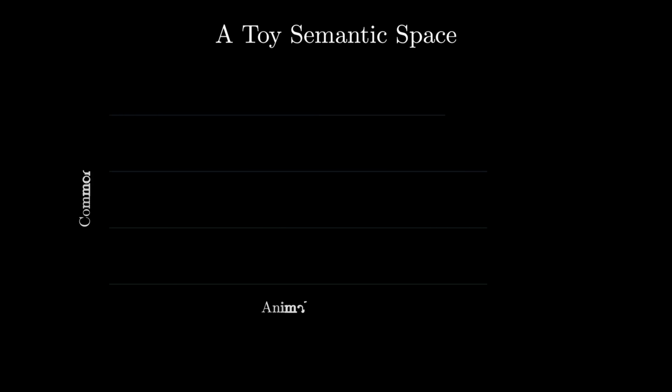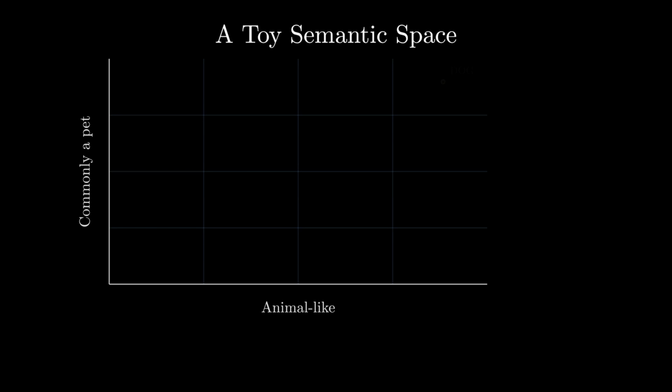Now, let's take an example of a toy semantic space. Here, the axes represent animal-like and commonly kept as a pet. Dog and cat appear close together because they share similar features. Tiger is still animal-like but less commonly kept as a pet, so it appears lower down. Car, on the other hand, is very different, so it appears much farther away.